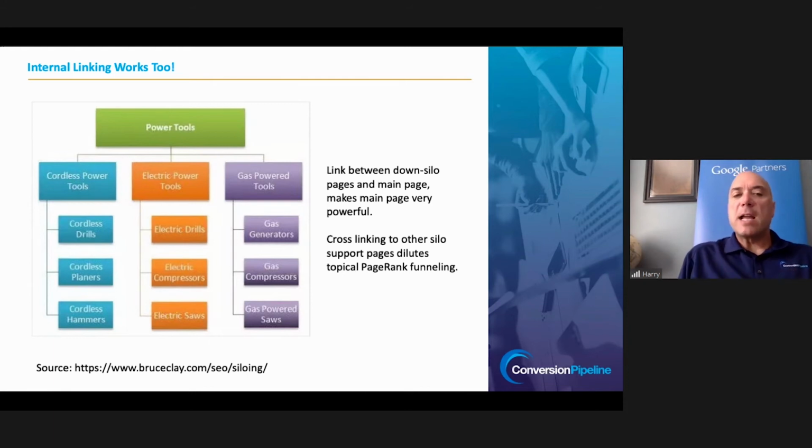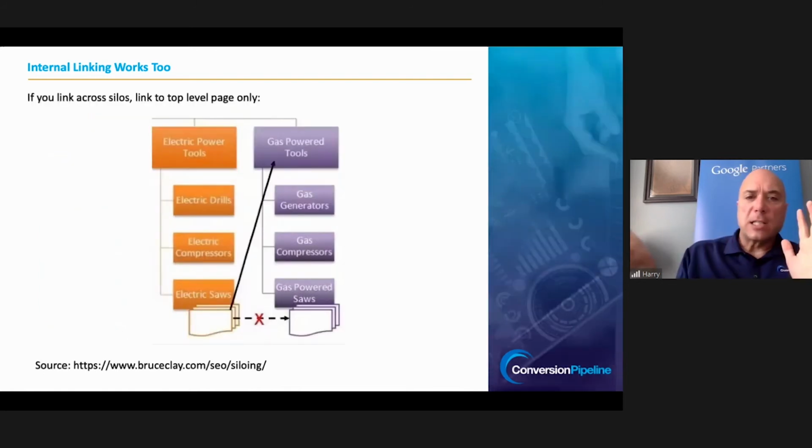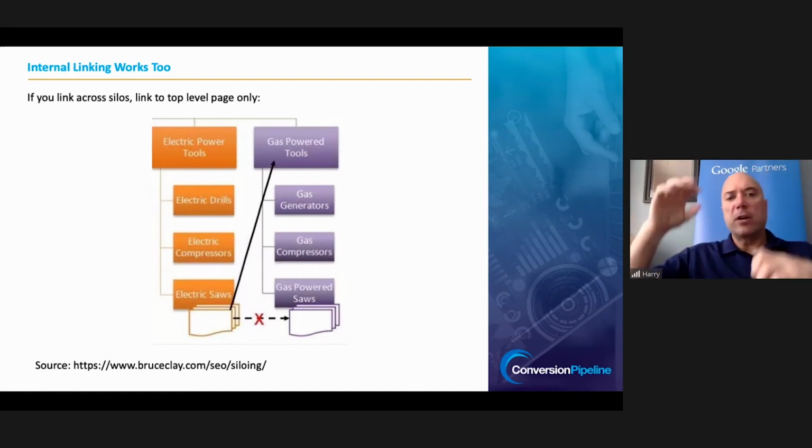The bottom line is that when you're creating content for your website, you want the content to be grouped in thematic silos and link from each to each within that silo. And by doing that, you're going to make each page within that thematic silo more powerful. One thing you don't want to do is cross-link between silos of information. So in this example, if you have a page about electric saws and gas-powered saws, those are in two different thematic silos. You don't want to cross-link to them.